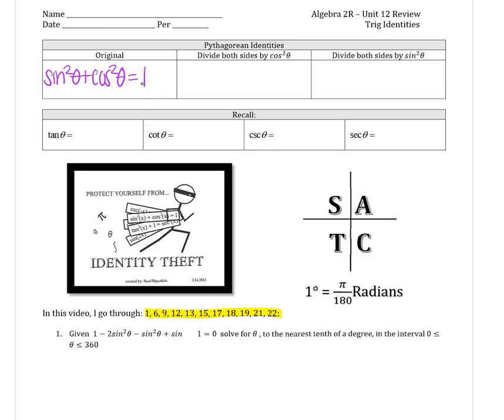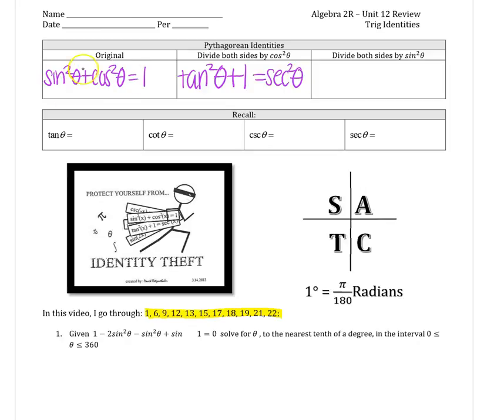Okay, that's the big guy. The other two are derived from the original equation. So if I take this and I divide by cosine squared of theta, sine squared divided by cos squared is tangent squared. Anything divided by itself is just going to be 1. And 1 divided by cosine squared is secant squared.